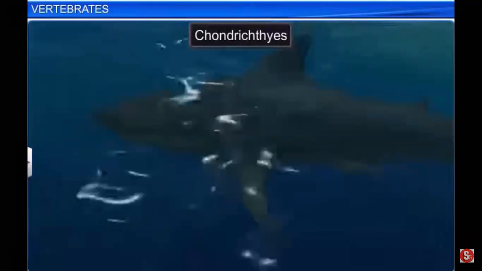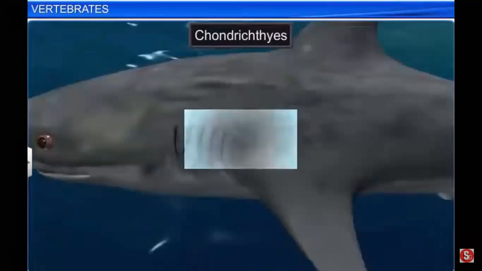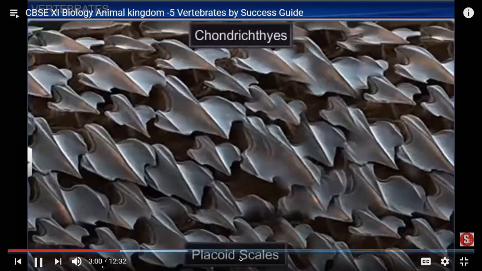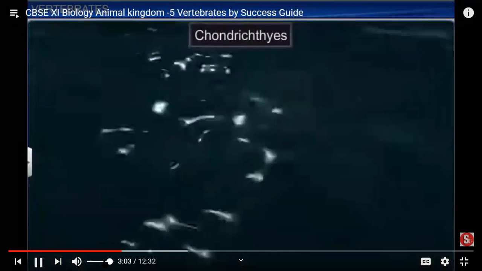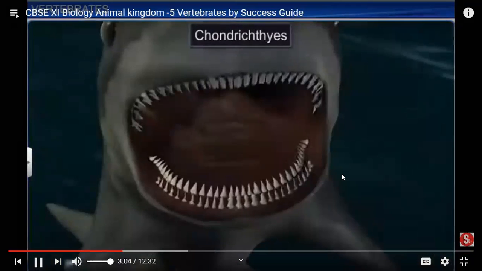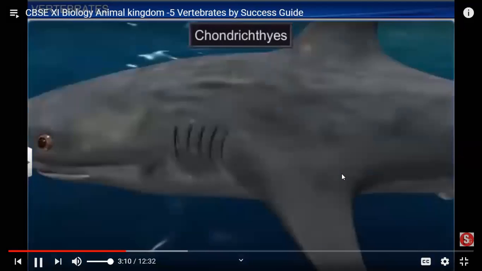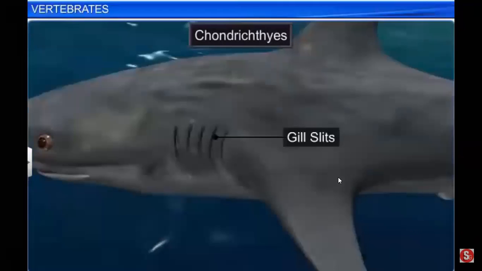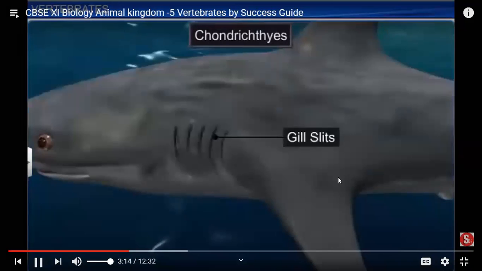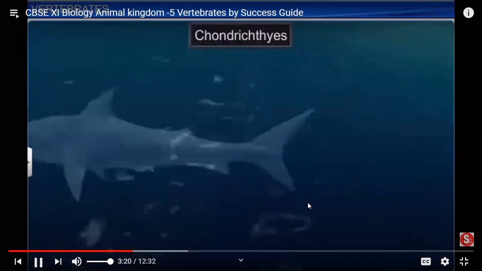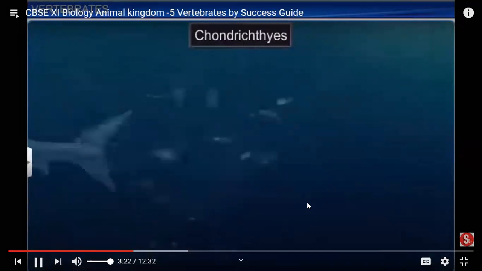Their skin is tough due to the presence of minute placoid scales. In fact, their teeth are modified placoid scales. Unlike other fish, their gill slits are separate and the operculum is absent. Moreover, the absence of the air bladder forces them to swim constantly to remain buoyant.